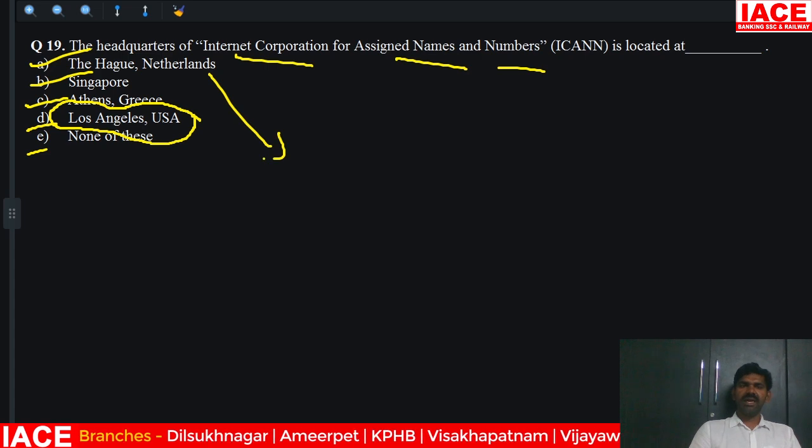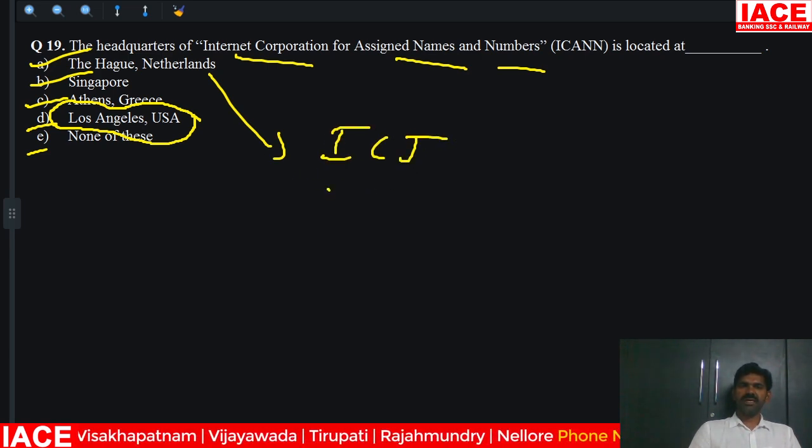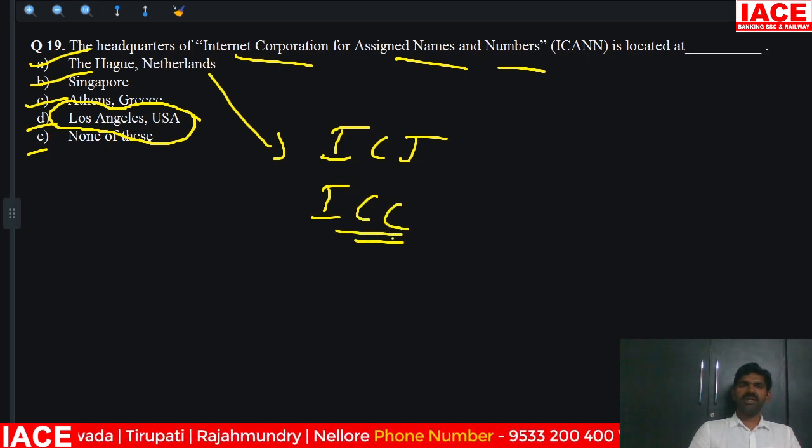Remember that The Hague is the headquarters of the International Court of Justice. Not only that, the International Criminal Court is also headquartered in The Hague, Netherlands. And The Hague is not the capital of Netherlands. That's important.